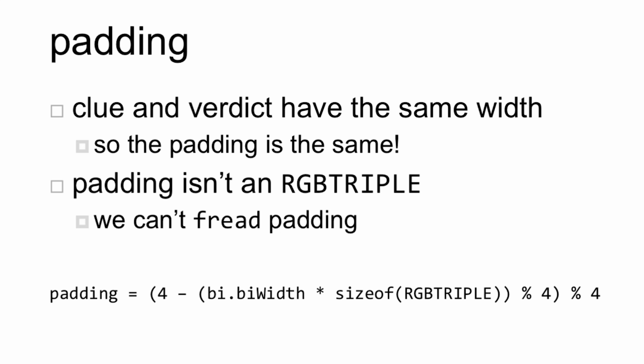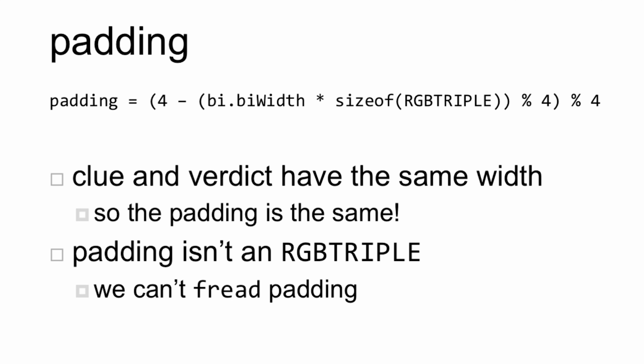It's important that we have a firm grasp on the concept of padding, but we don't need to come up with the equation because it's provided for us at the bottom of the slide, in the specification, and in the distribution code. If we look at the formula, then we see that the 2 parameters are the biWidth and the size of the RGB triple. Now, the size of an RGB triple is always going to be 3 bytes, so the only thing that will ever change is the biWidth. Now, in this case, the clue and the verdict have the same width because all we're doing is changing the colors of the pixels, so the padding is going to be the same.